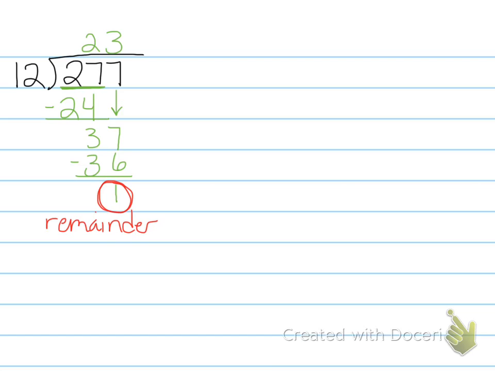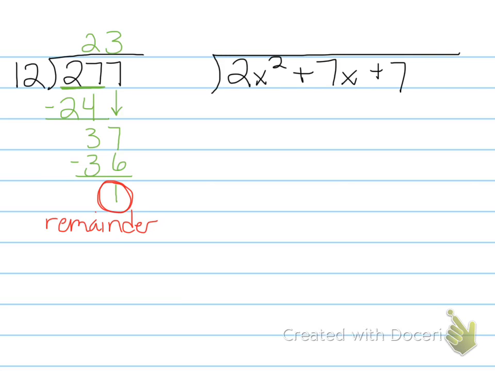Then let's transfer that exact same process to polynomial division, using, remarkably, exactly the same numbers. What if we had 2x squared plus 7x plus 7? Exactly the same numbers as our 277. Now we're going to divide that by x plus 2. Exactly the same process, same steps, and same procedure.